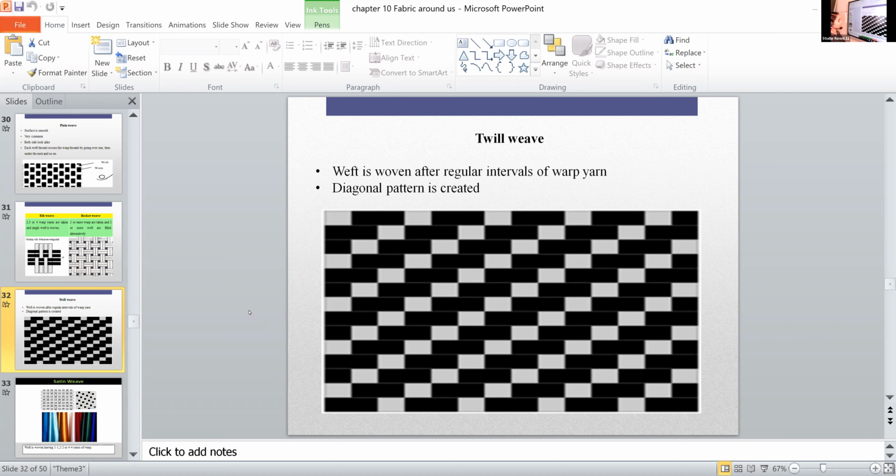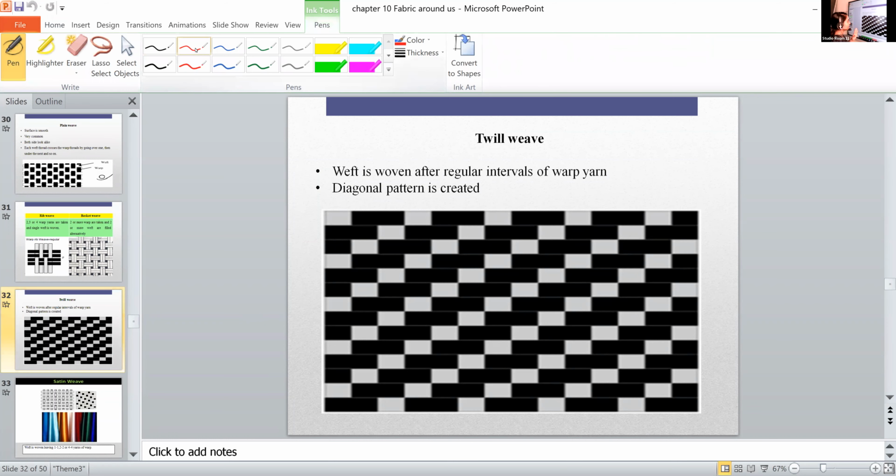Then the twill weave is another basic weave. So we will learn about the basic weaves. The plain weave, twill weave and satin are the three basic weaves. In twill weave, the weft is woven after regular intervals of the warp yarns. The main characteristic of this twill weave is the diagonal pattern. You can see a diagonal here, right? It's a diagonal pattern in weaving.